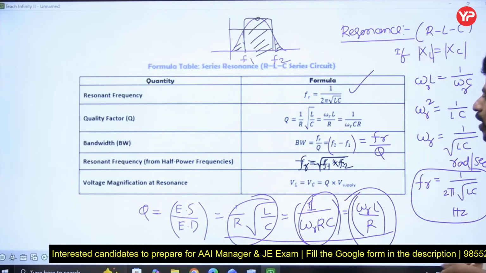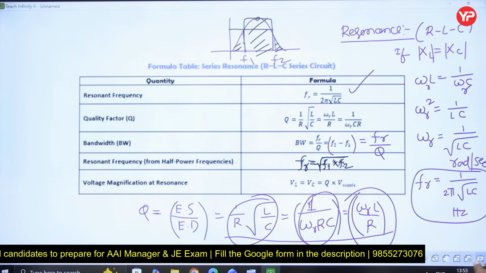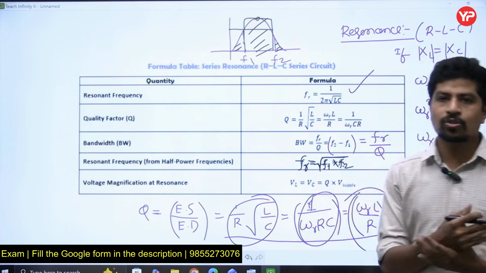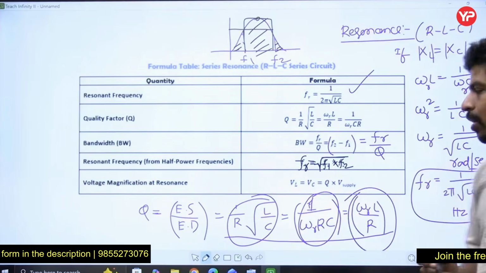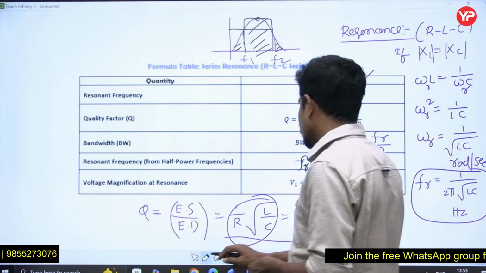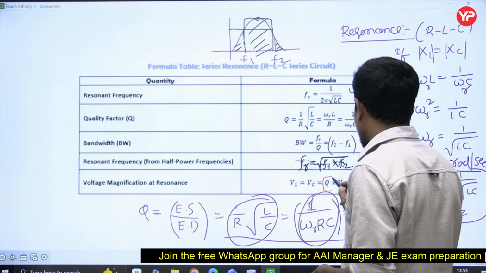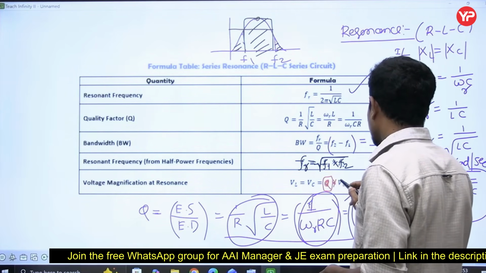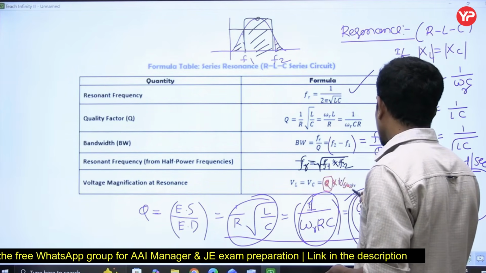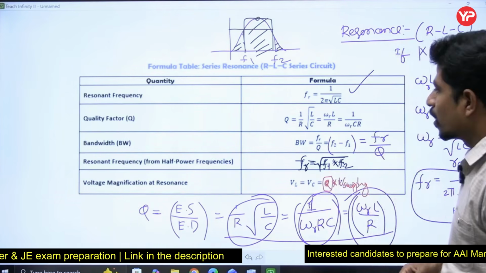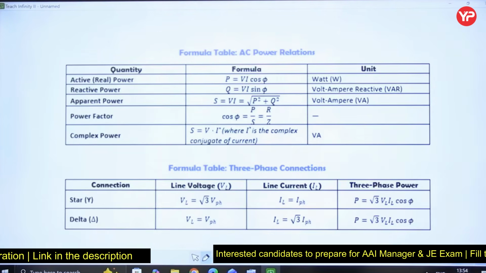Next, voltage magnification at resonance. At resonance, the voltage across the inductor and capacitor is going to magnify. It is going to increase. By how many times, sir? By Q times it is going to increase. Q into V supply. Okay, so that is one of the very important tables, right?